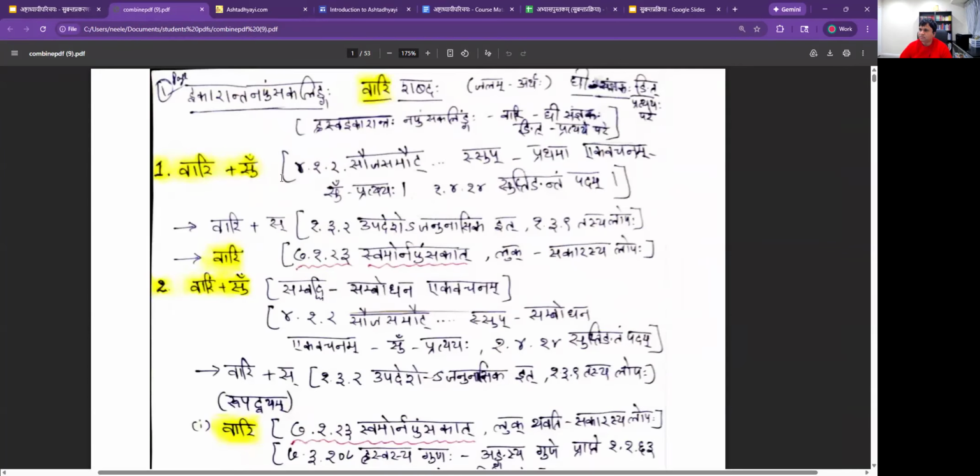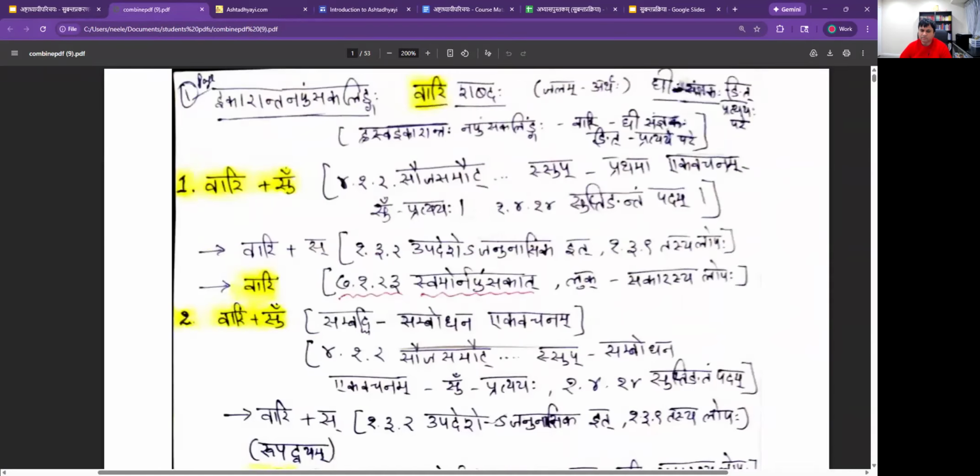Ikaranta napunsakalingaha Vari shabdaha, tasya arthaha jalam. This is not English ghee, this is Sanskrit ghee. Okay. Pratama ekavachanam su, Vari plus Su. All those things, Saujas. Whatever you have written in the red line, that's all. Swamor napunsakat. Very good.